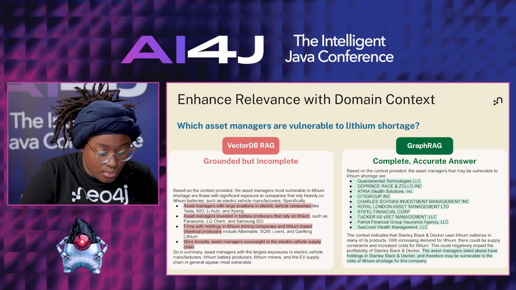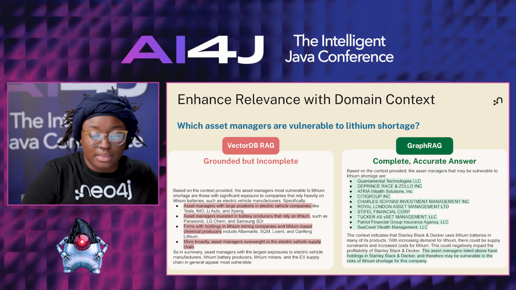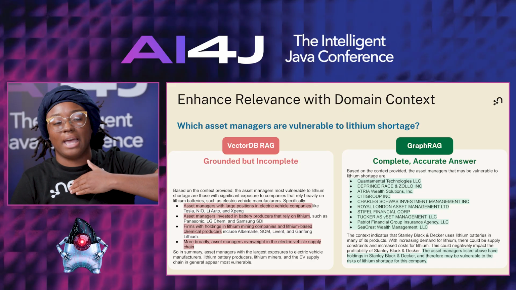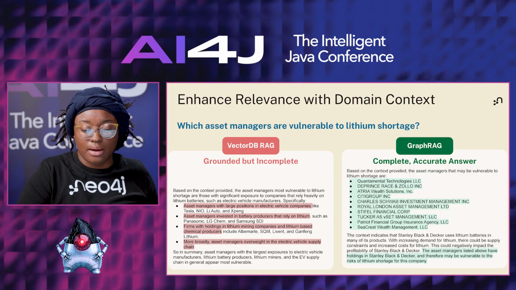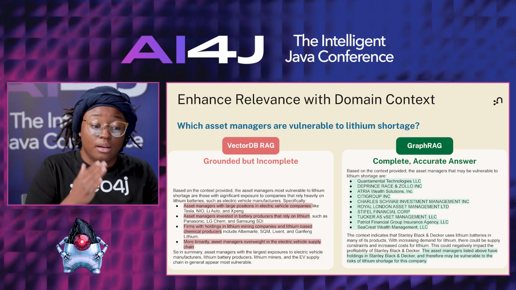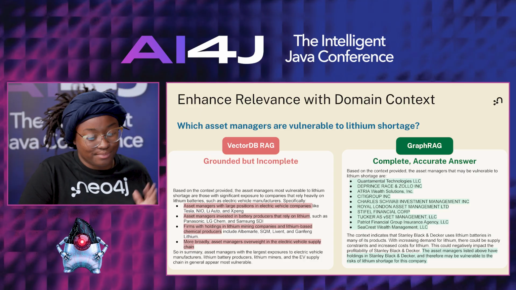So we can see here, right, based on the context provided, the asset managers that may be vulnerable to a lithium shortage are: the exact list. That's what we want, right? We want that information, not generalizations. We want concrete information. That's correct. That's vital.